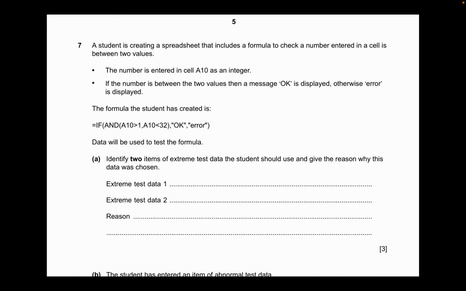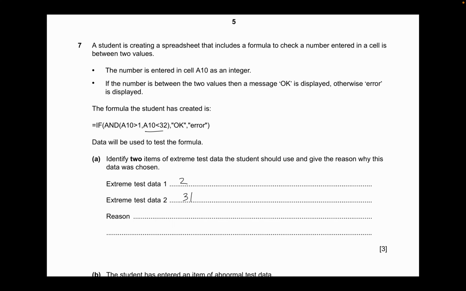So now the extreme test data would be, since this is A10 is greater than 1, the most extreme, it's not going to be 1, right? So that means a number greater than 1 would be 2. That would be one of the first extreme test data. Okay, that's the range. It's going to be 2. Okay. Then the other extreme test data, since A10 is less than 32, it cannot be 32. So it has to be a number less than 32. So it's 31. That is the other extreme test data.